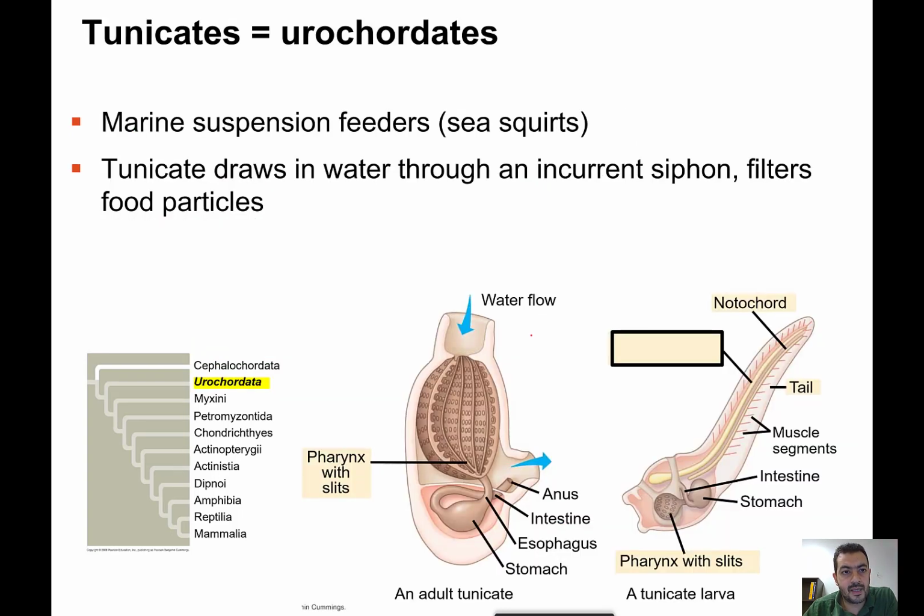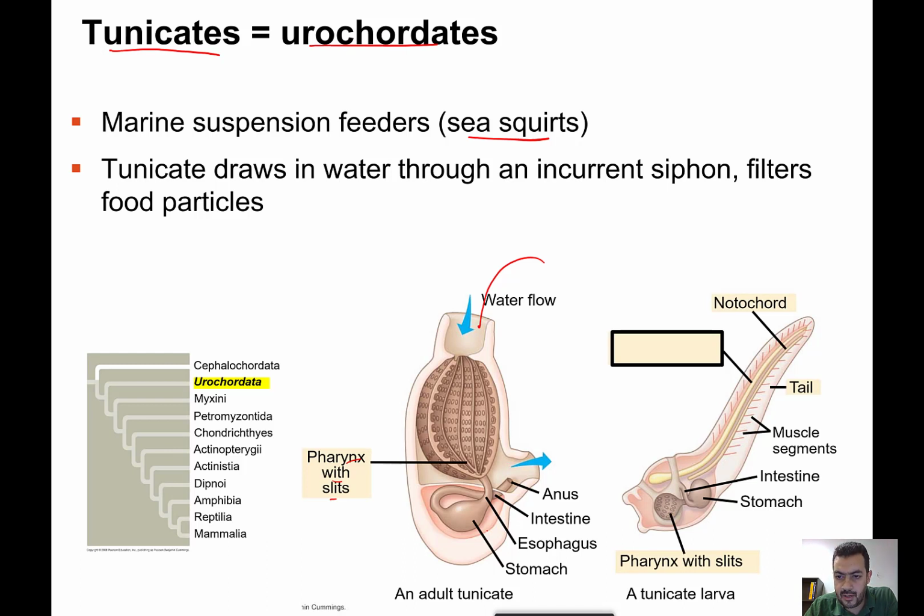Moving on, the second group will be the urochordates. They are also referred to as tunicates. These are also marine suspension feeders. They can sometimes be referred to as sea squirts, because literally what they do is squirt water. So water goes in, again with suspended nutrients, and the pharynx has these slits, so water will go out and the food particles will be retained and will be pushed throughout the digestive system.